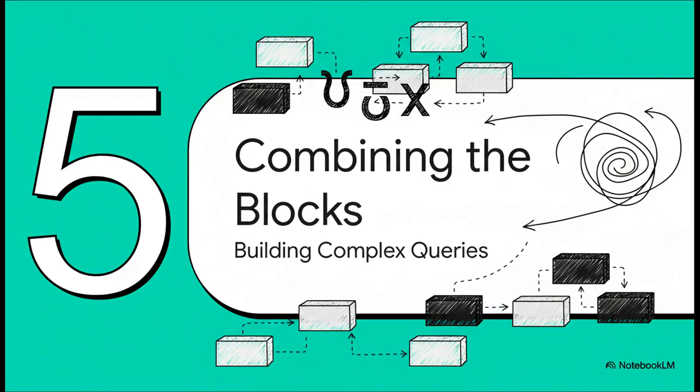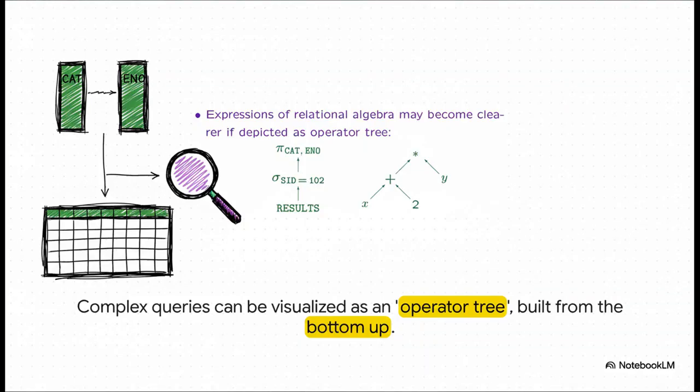Okay, so these building blocks are pretty simple on their own, right? But their true power, I mean the real magic, is unleashed when we start combining them. This is where it all comes together. We can picture these combined operations as an operator tree, and the trick is you read it from the bottom up. So first, we start with the entire results table.